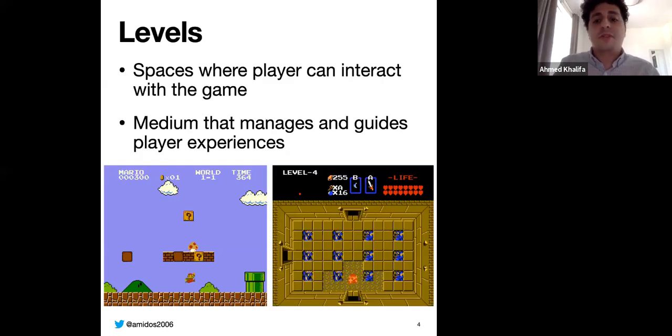For people who don't know what this word means, a level is a space where players can interact with the game itself. You can also see it as a medium where game designers and developers guide the player toward certain experiences. Examples are the first level from Super Mario Bros. and the dungeons in The Legend of Zelda. You can consider them as levels.